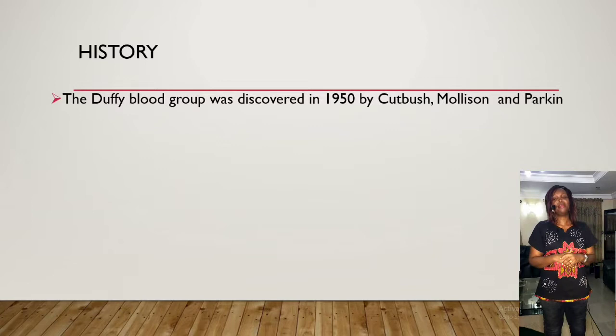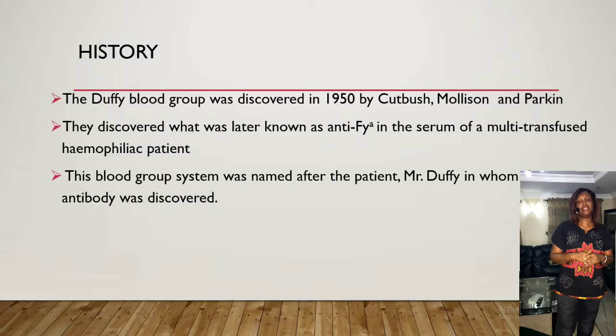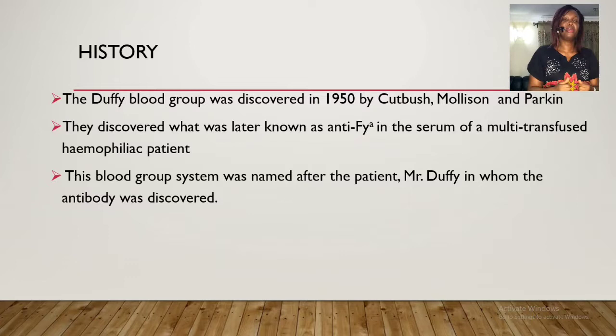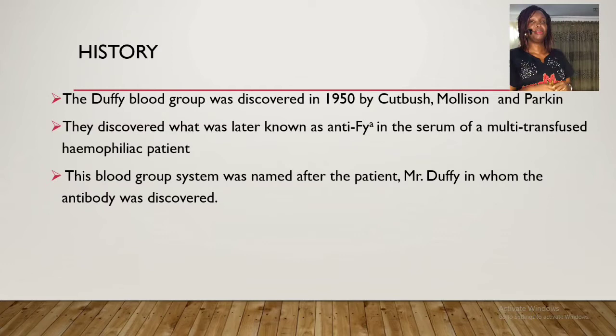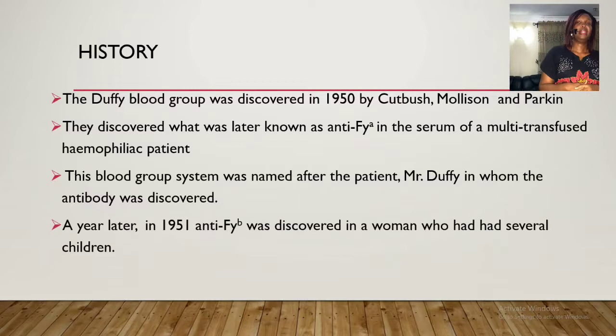This Duffy blood group system was discovered in 1950 by a group of scientists, Cuthbert, Morrison, and Perkin. The first antibody in the Duffy blood group system, anti-Duffy A, was discovered in the serum of a hemophilic patient who had been multi-transfused by this group of scientists. This blood group was named after this man, Mr. Duffy, in whom this antibody was discovered.